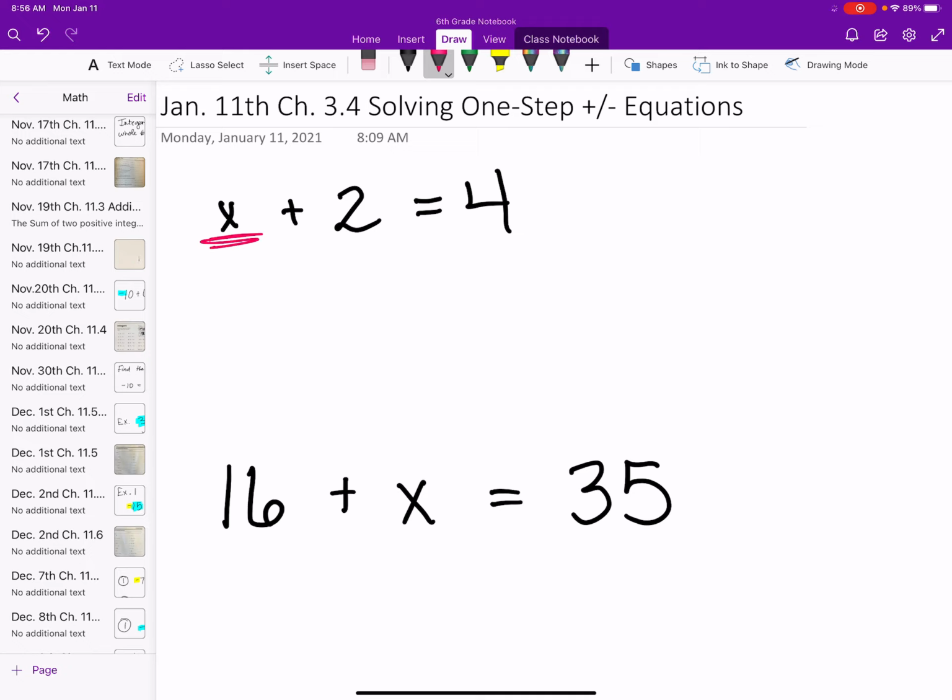Plus 2 equals 4. So what plus 2 equals 4? This one you could do pretty easily mentally. You would know 2 plus 2 equals 4. But I'm going to show you how you would work it out.